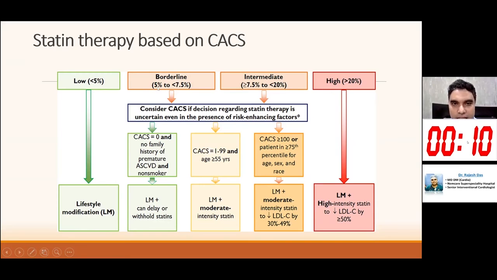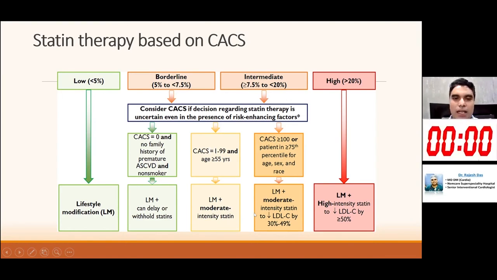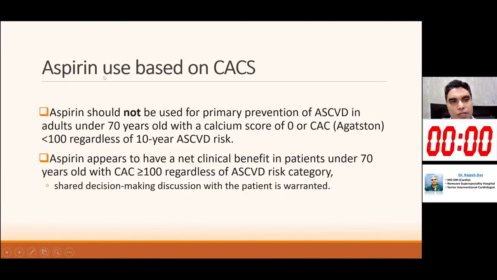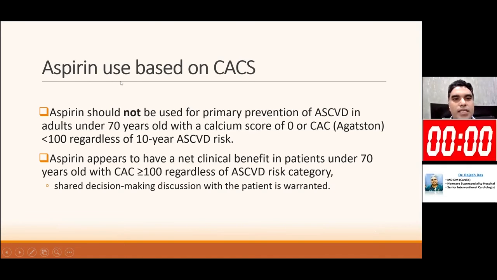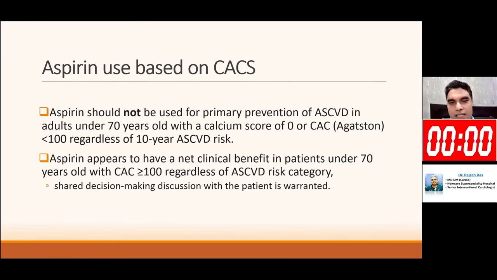And if the risk category is borderline or intermediate, in this particular category, coronary artery calcium scoring will help. If the CAC is 0 in this category, then we can avoid prescribing a statin in this group. If the CAC is between 1 to 99, or if the CACS is more than 100, then of course we can add the statin in our prescription with discussion with the patient. Should we use aspirin for primary prevention in this group? No, aspirin should not be used for primary prevention of ASCVD based on the calcium score.